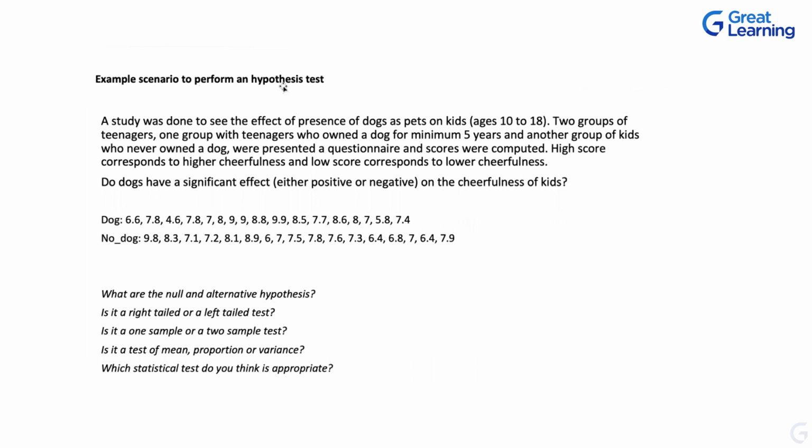See this example for a hypothesis test. A study was done to see the effect of the presence of dogs as pets on kids, taking the kids in the age group of 10 to 18. So there are two groups of teenagers who have a dog. I think they took a sample of some 10, 15, whatever it is. Then a set of people who do not have a dog. These are the samples that they have taken. Now, what is the question? Do dogs have a significant effect, either positive or negative, on the cheerfulness of kids?